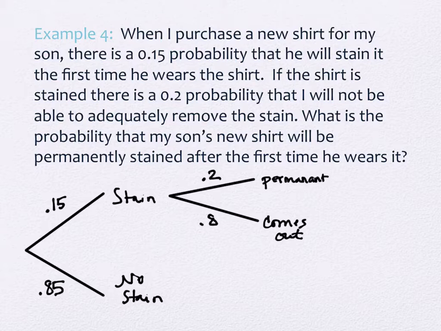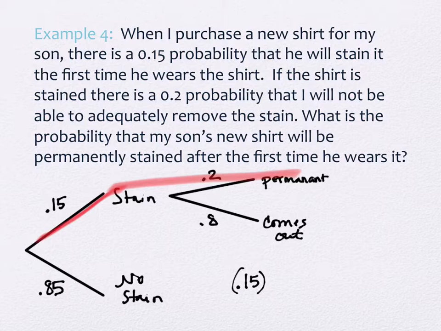Now we're going to answer the question. The question actually wants to know, what is the likelihood that my son's shirt will be stained after the first time he wears it forever? So it's got to be stained first, and it has to be permanent. So this is the path that answers that question. So what would I do with the 0.15 and the 0.2? Yeah, it'd multiply them. So what is 0.15 times 0.2? 0.03.